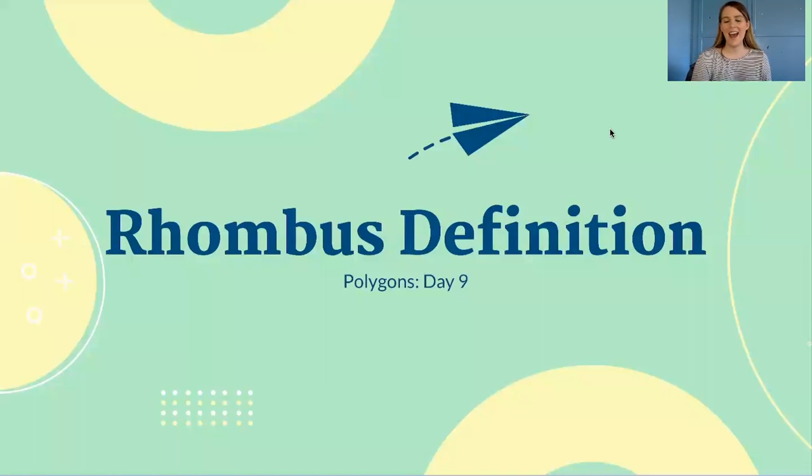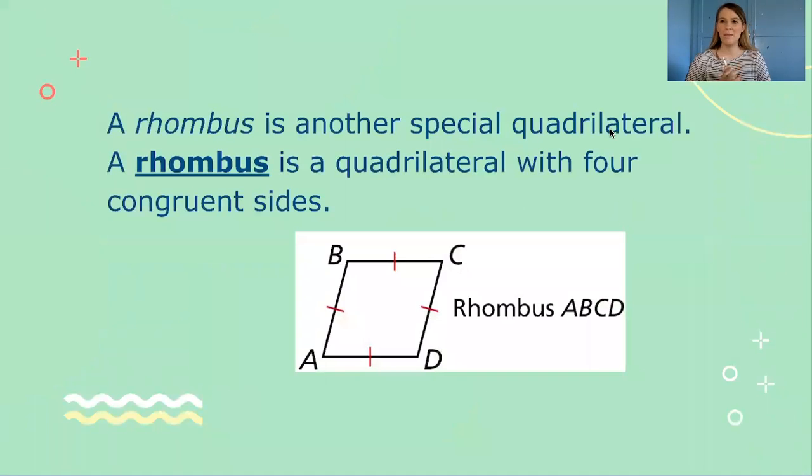Hello, everyone. Today we're continuing on with our shapes by talking about rhombuses, or rhombi, or the shape that looks like this. So a rhombus is just another special quadrilateral. Everything that applies to parallelograms applies to a rhombus, but a rhombus has four congruent sides.